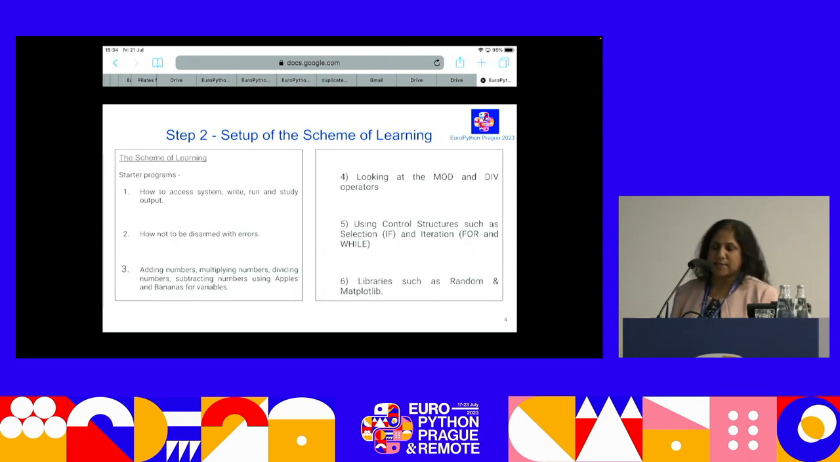Now, with this stage set, we embarked on a meticulously crafted scheme of work that blended both a top-down and traditional bottom-up approach. The approach ensured that the students could master the fundamental concepts of programming whilst gradually expanding their knowledge and skills. So we began with starter programs, which demonstrated how the Coding Rooms system would work, how to create simple working programs in its editor, how to run these programs, how to study the output of these programs, and how, more importantly, not to be disarmed by errors.